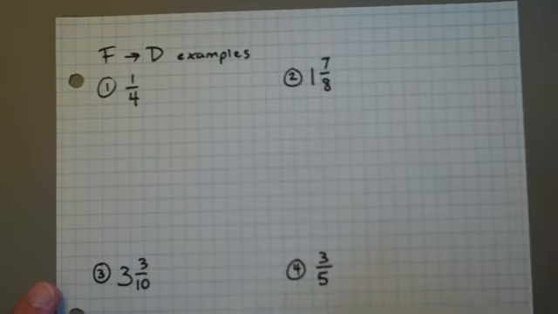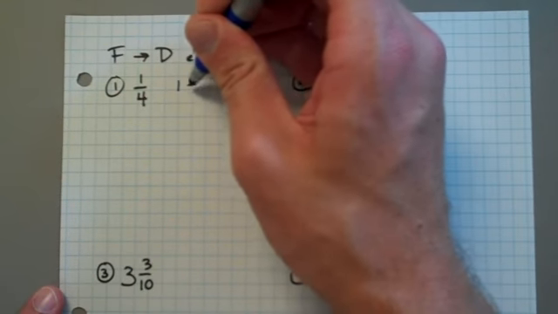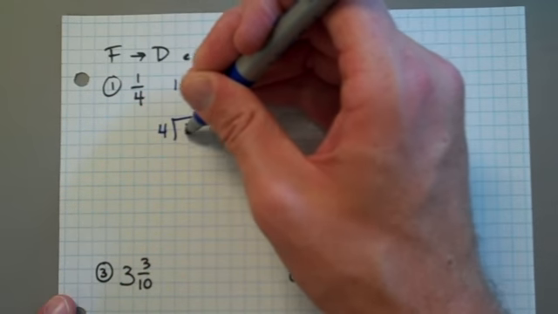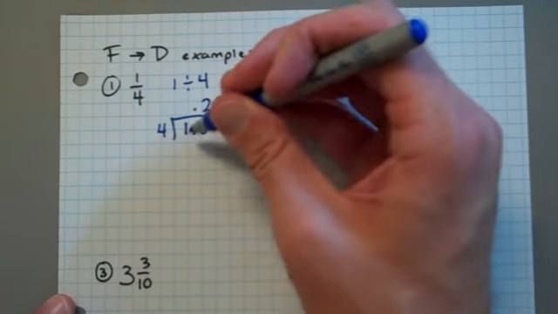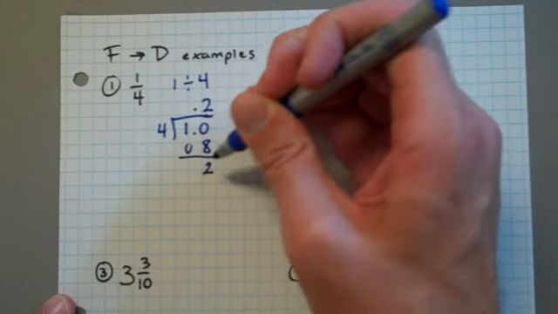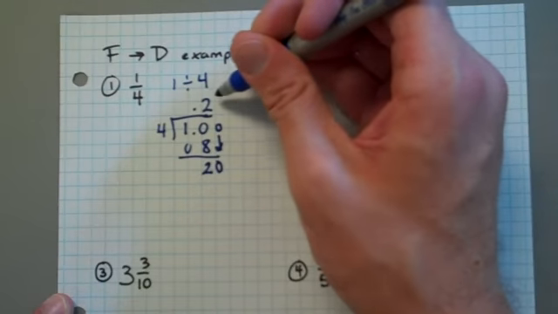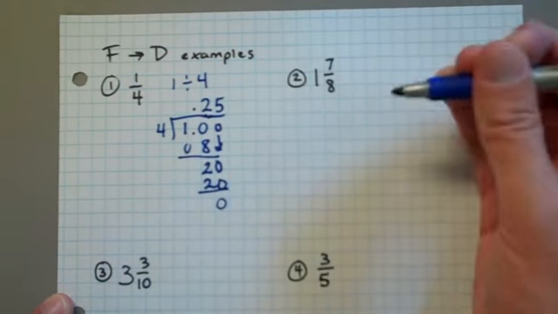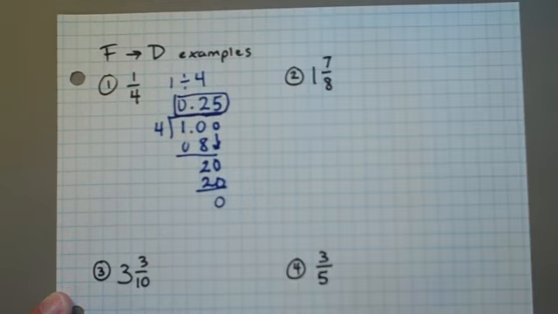Let's do some more examples. So if we had 1/4, we'd be doing 1 divided by 4. So it'd be 4 on the outside, 1 on the inside. Bring up your decimal point. 4 goes into 10 twice, with 2 remaining. Add a 0, and then 4 goes into 20 5 times. So the decimal of 1/4 is 25 hundredths, or 0.25.